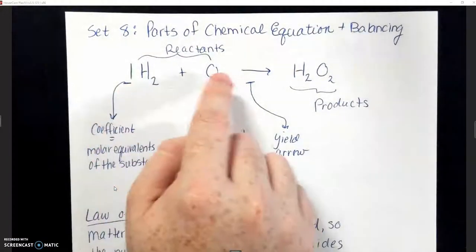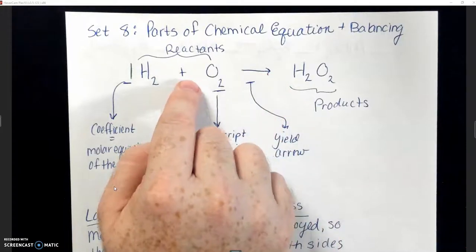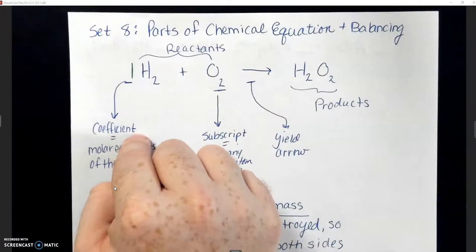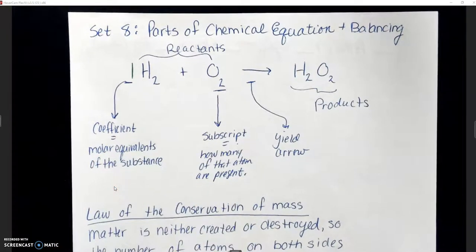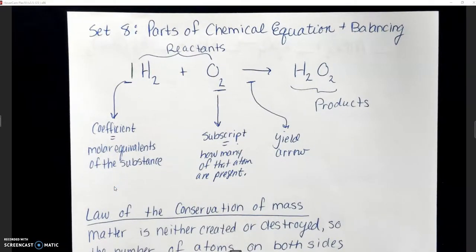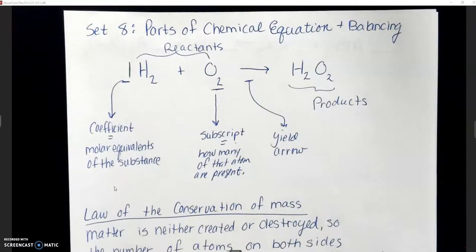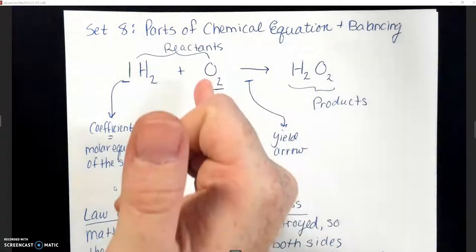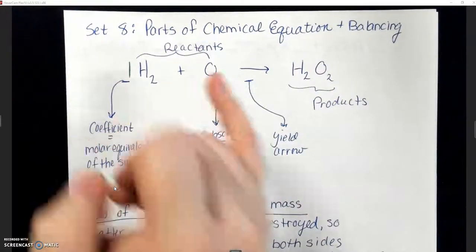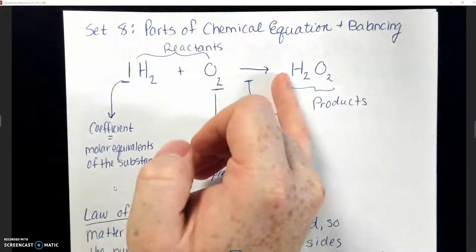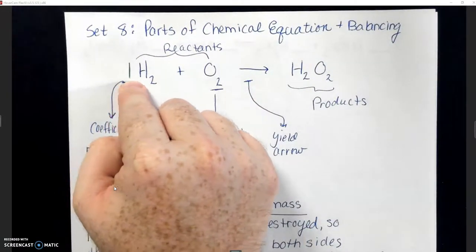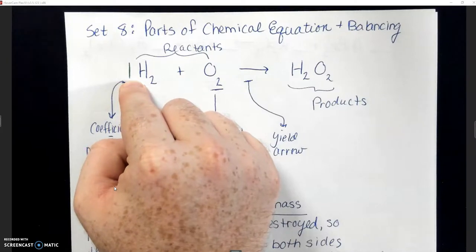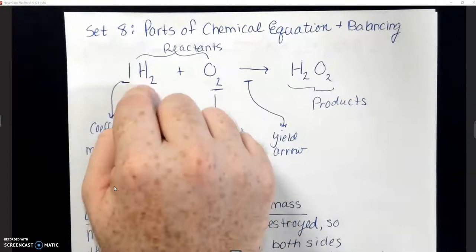The numbers that appear in front of the chemical formulas are known as the coefficients. And the coefficients tell you the number of molar equivalents of that substance. So for instance, in this case of H2, we have 1 molar equivalent of H2 reacting with 1 molar equivalent of O2 to produce 1 molar equivalent of H2O2. Now, in CP and HL chemistry, we put these ones in here to help you keep track of your coefficients. We will not be doing that in AP.